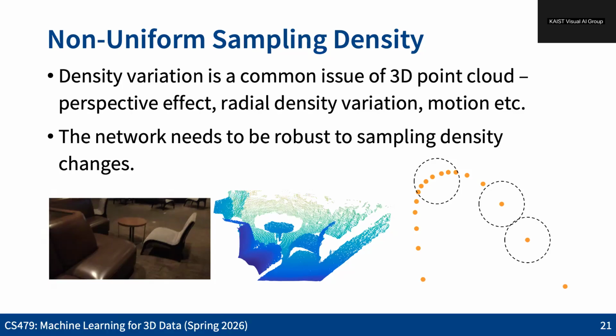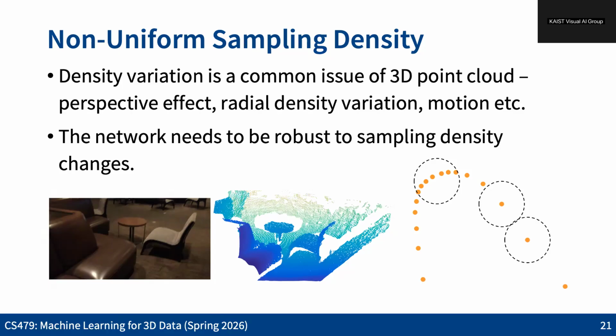Make sense? So this is the thing. We want to make a neural net architecture that is quite robust to changes in the sampling density. Whatever variations of density we have, we want to get similar outputs. Make sense? Any questions?